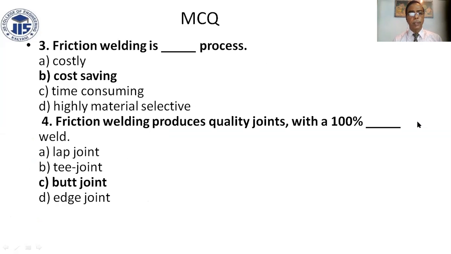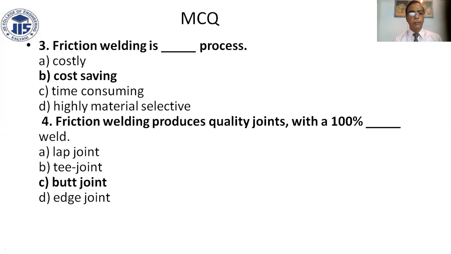MCQs. Friction welding is a blank process. A is costly, B is cost-saving, C is time-consuming, D is highly material selective. So in this case, cost-saving is the correct answer. Friction welding is a cost-saving process because there is no recurring cost; only current is needed for the power that rotates the tools, and by friction the parts are welded.